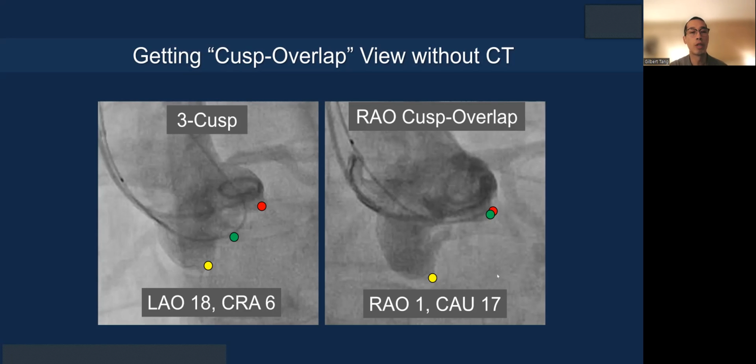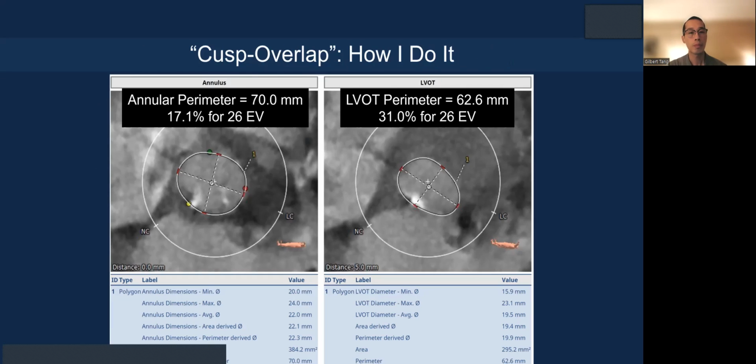How we get the cusp overlap view without the CT is relatively easy. You place a pigtail or J-wire in the right cusp, and you place a similar catheter or J-wire at the bottom of the left cusp. You get the three-cusp view here, and you just overlay the wire and the pigtail like this, and you get your cusp overlap view. So in patients with CKD who can only get limited-contrast or non-contrast CT, this is a very helpful technique to get the final cusp overlap view.